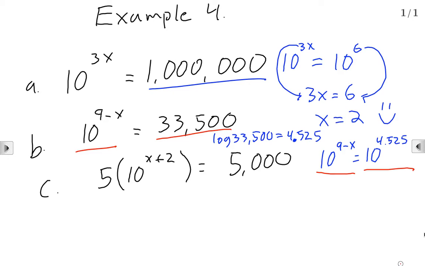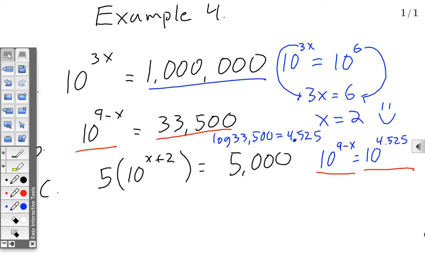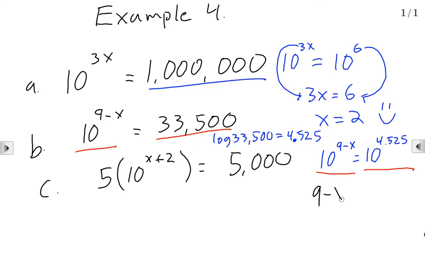Now we're going to use the power of equality. If the total is equal and the bases are equal, then we know the exponents have to be equal too. And we only know that's true if the bases are equal. That's why this is such an important first step. This step allows us to take each exponent and build a new equation. So 4.525 equals 9 minus x. And then here we're just going to solve.